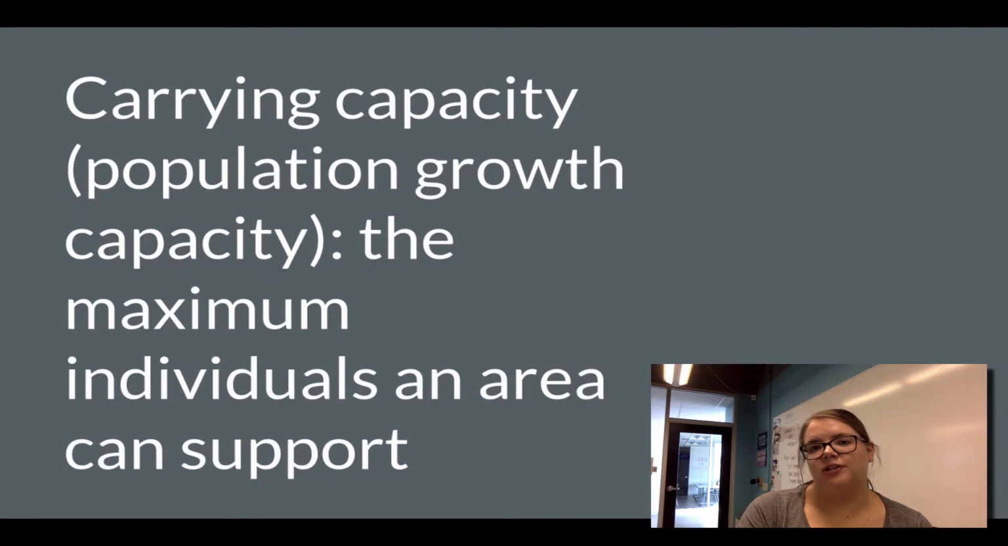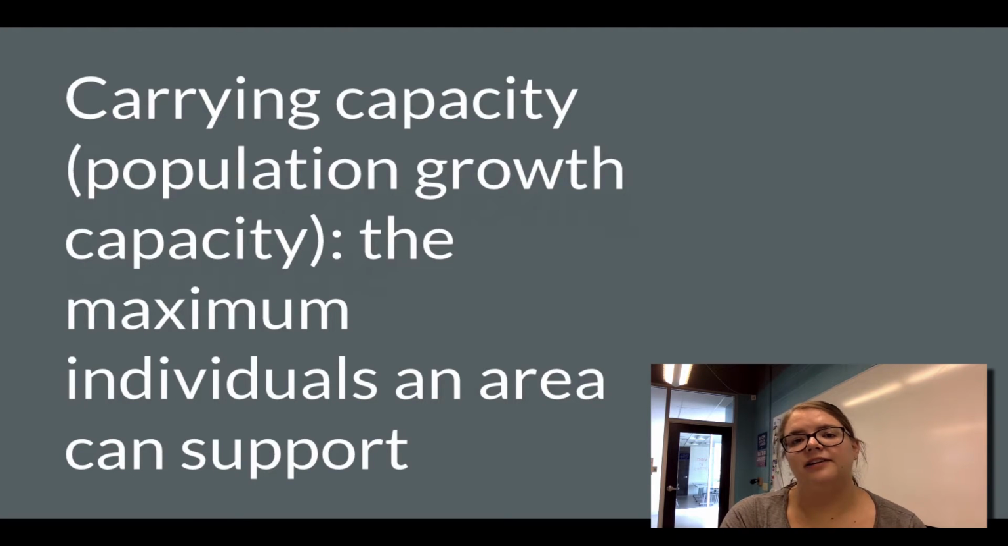The next thing that can change the ecosystem is the carrying capacity. And another phrase for carrying capacity is population growth capacity. So they mean the same thing. You can use either one. But the carrying capacity is the maximum number of individuals that can live in one area based on the resources. So only a certain amount of squirrels can live in Union County. If there's too many, they're going to run out of food or shelter or water. They'll run out of the things that they need. So based on the resources available, there's going to be a carrying capacity. Only a certain amount of each species can live in an area.